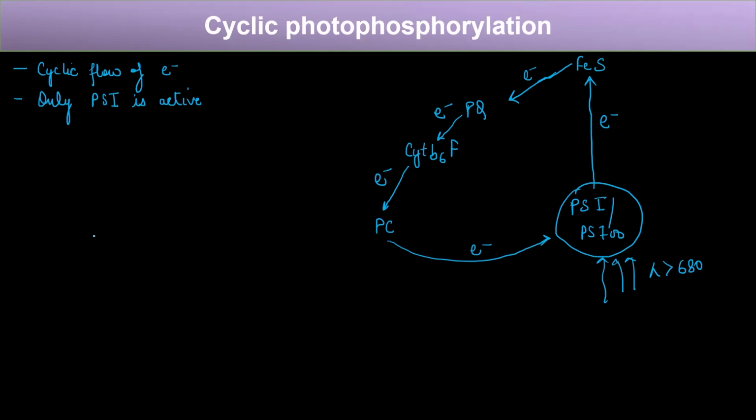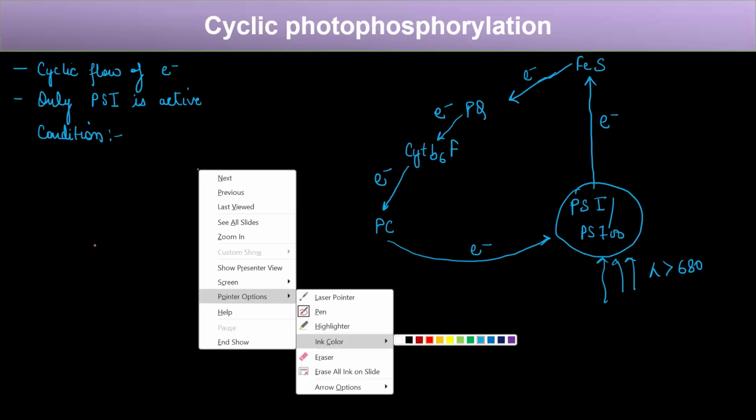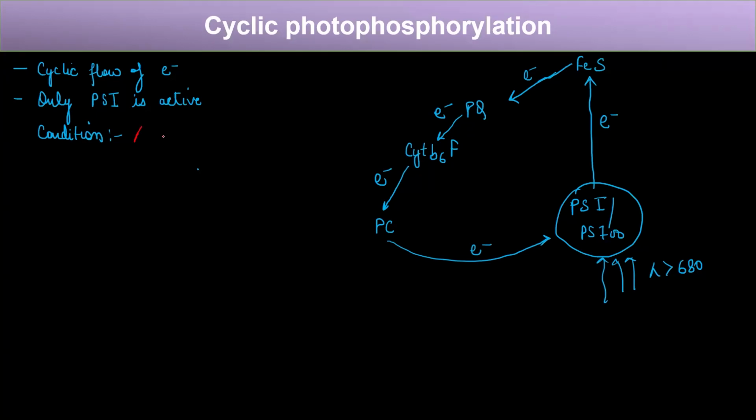So electron movement in cyclic phosphorylation takes place like this. What is the condition when PS1 will be active? The first condition is about the wavelength of light. The wavelength should be greater than 680 nm, but at the same time less than or equal to 700 nm, because if it goes beyond 700 nm, it will not activate PS700, photosystem 1, as well.